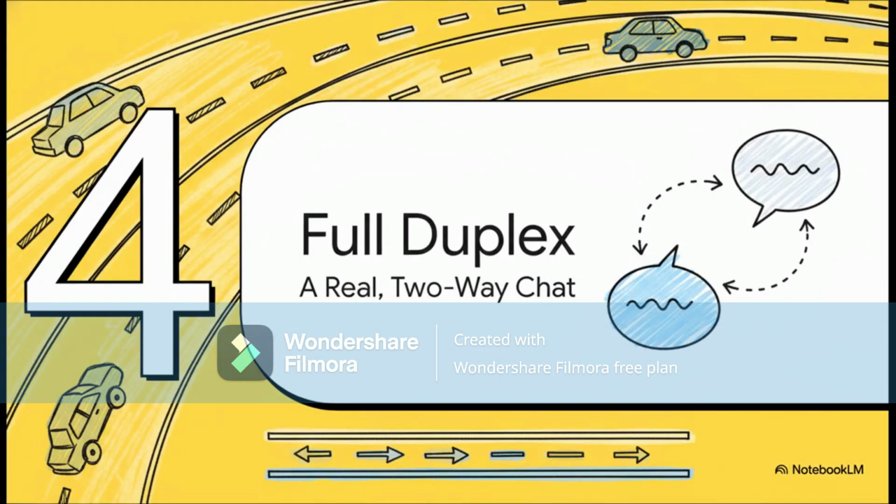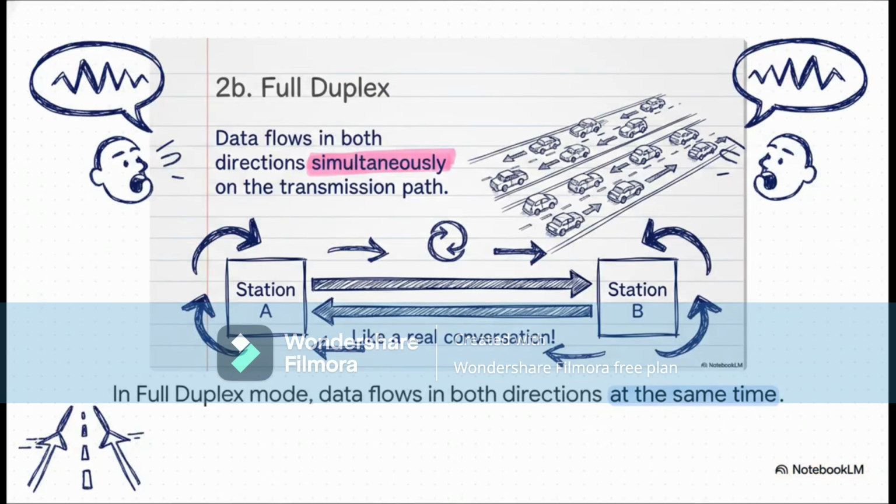So we've had a one-way street and a narrow one-lane bridge. Now, let's move on to the super efficient two-lane highway of data communication. This is full duplex, and this is what allows for a true, natural conversation. Full duplex is the mode we're all most familiar with in our daily lives. Here, data can flow in both directions simultaneously. There's no waiting, no taking turns. It's just like a two-lane highway where traffic can move freely in both directions at the exact same time.